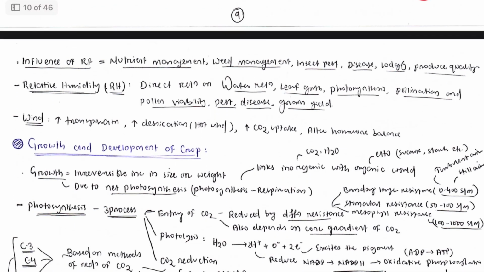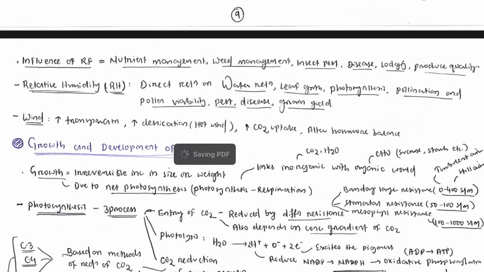So what is the influence of rainfall? It is having significant impact on nutrient management, weed management, insect pest management, disease, lodging, product quality. So if there will be intense rainfall for longer period, there will be increase in disease and pest attack, there will be lodging problem, and product quality will be affected.